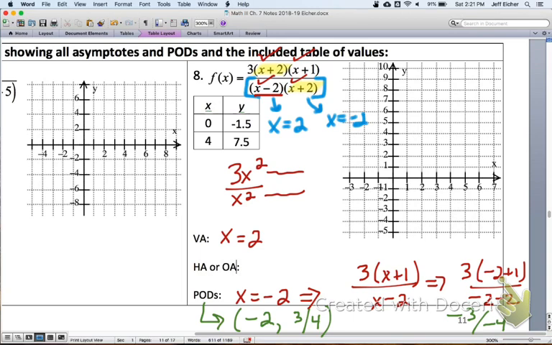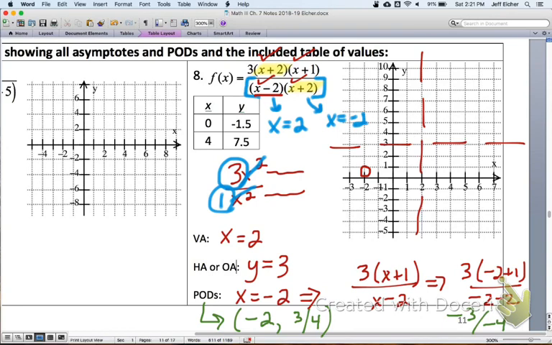As I was saying, to determine the horizontal asymptote, since these degrees are the same, we would look at the leading coefficients, which is a 3 over 1. So our horizontal asymptote would be at y equals 3. So putting this all together, we would have an x equals 2 vertical asymptote, a y equals 3 horizontal asymptote, and a point at negative 2 comma 3/4, there's a hole in the graph.